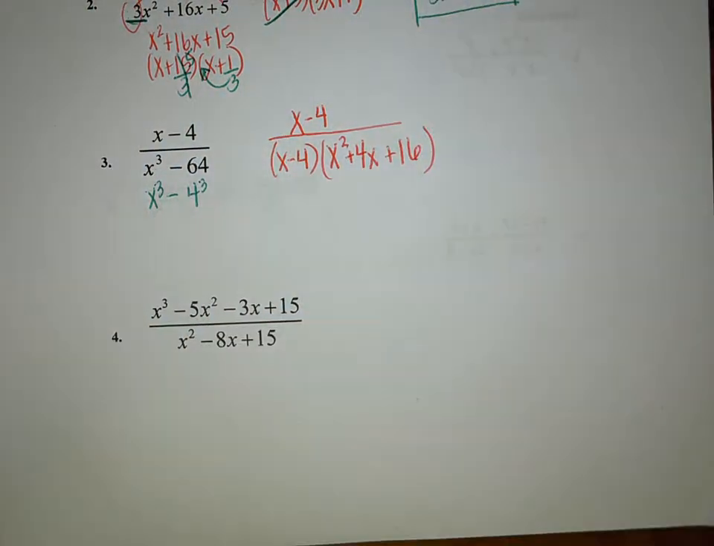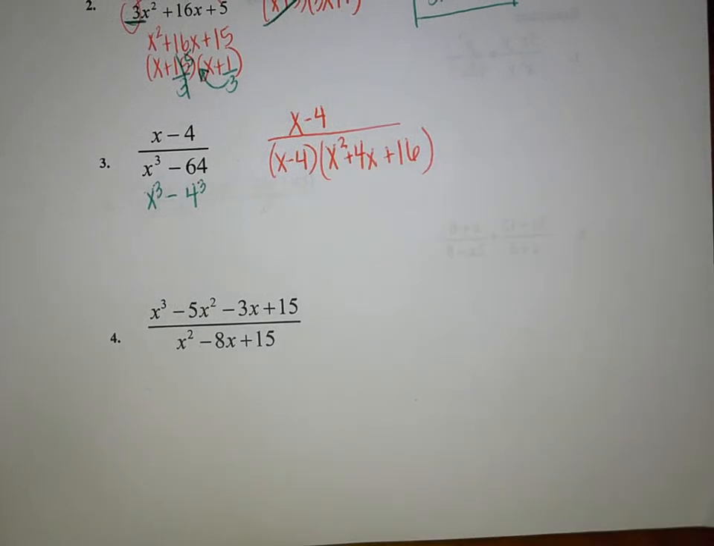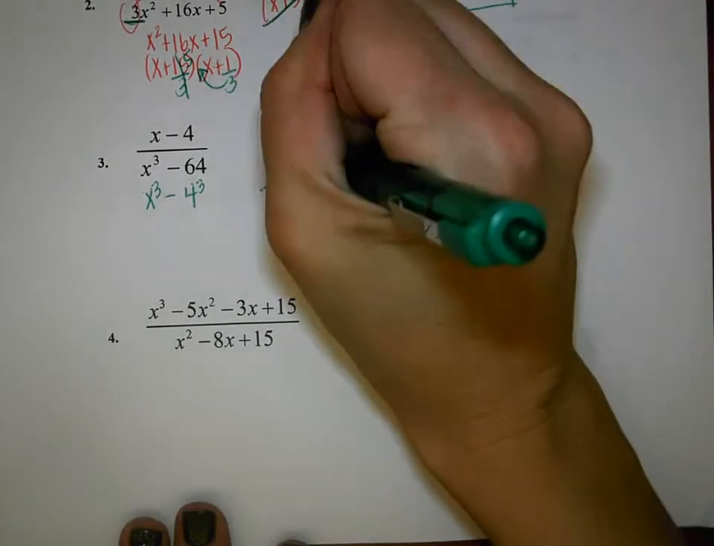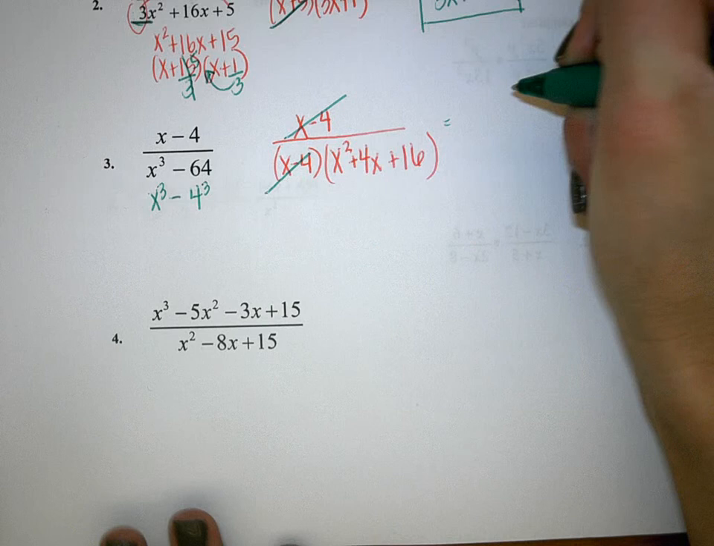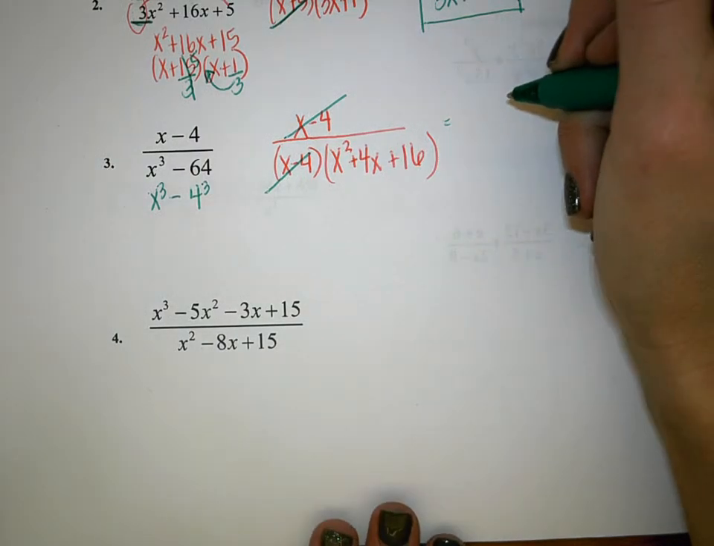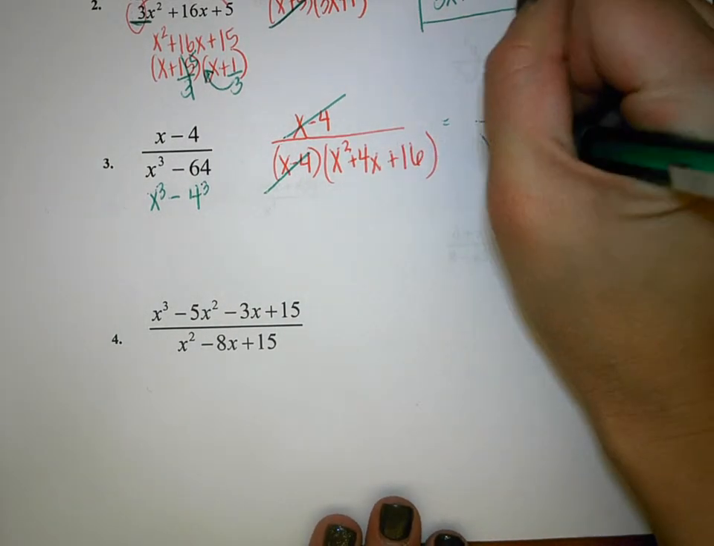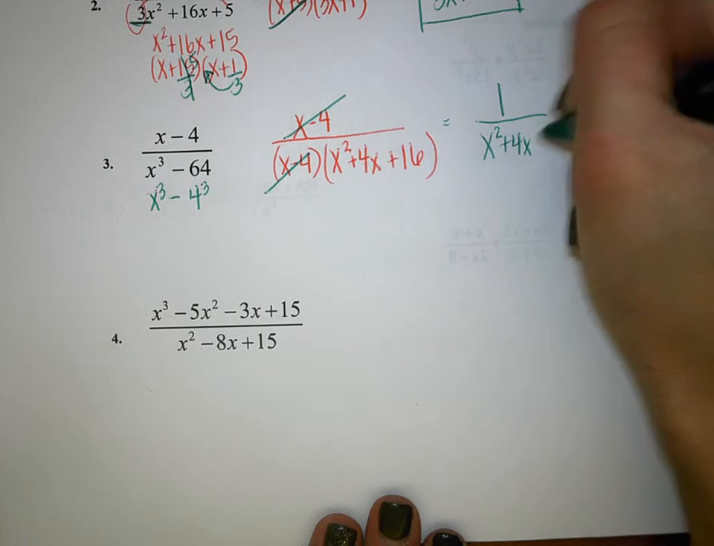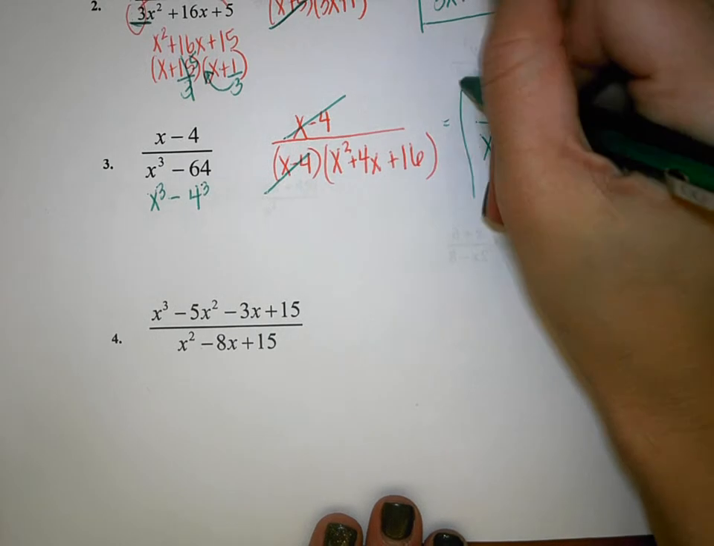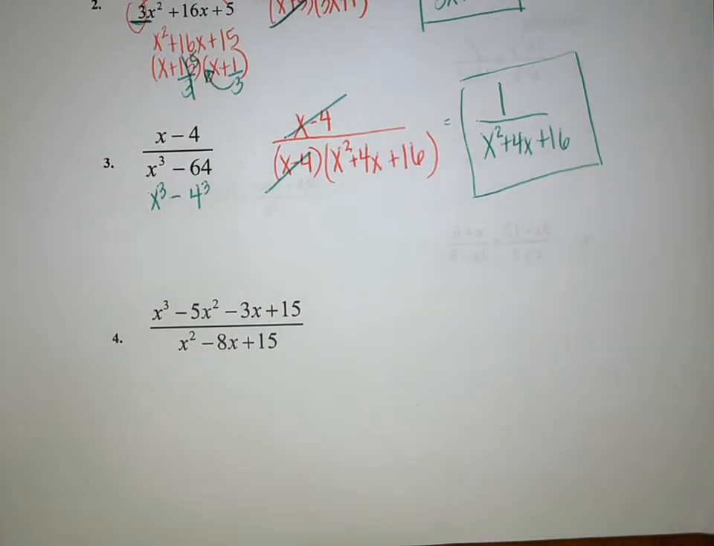Okay? Is there anything that we can cancel? Yes. This doesn't factor further. Okay? So these cancel, and we end up with, if there's nothing on the top, what's actually there? A 1 over x squared plus 4x plus 16. Questions? All right, example 4.